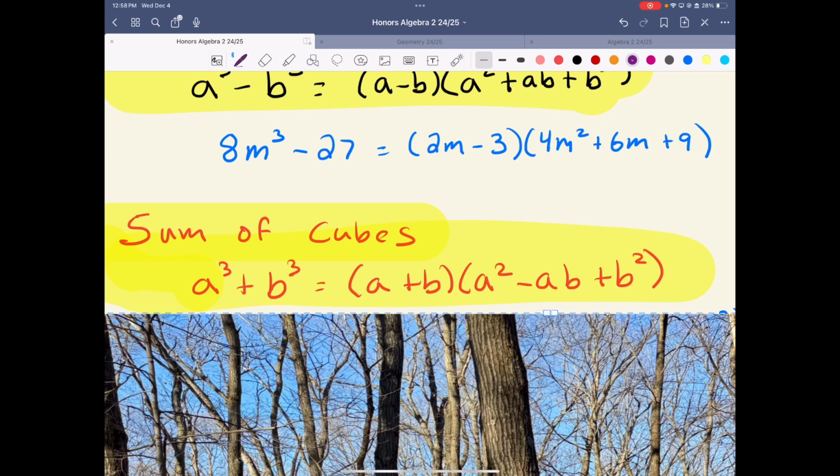And again, just think about the last one. The last one for the difference has to be negative. The last one for the sum has to be positive. So just make sure you've got your positives sitting in there.